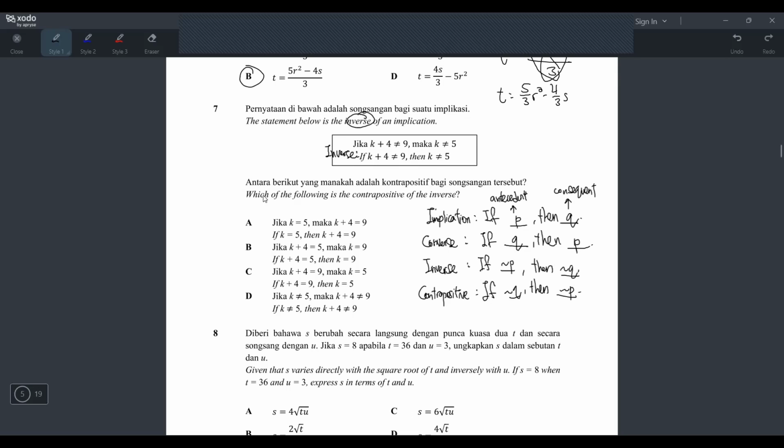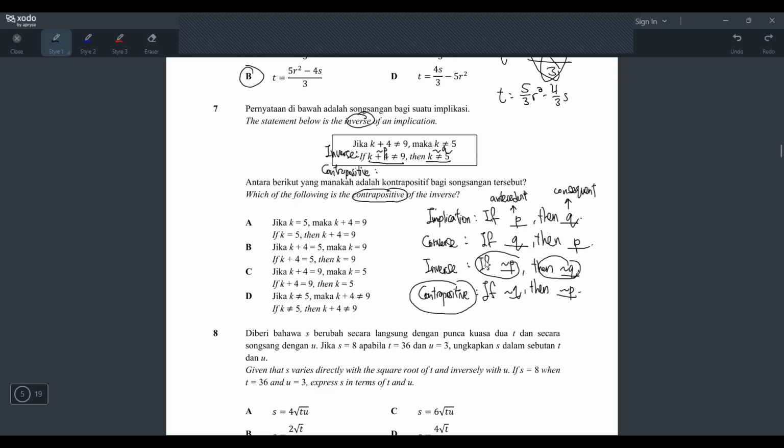So they say this is the inverse, right? And then they ask which of the following is the contrapositive of the inverse. So this is the inverse. So what is this and what is this? If this is the inverse, if you look at the inverse formula is what? If not P then not Q. It means this one is what? This one K plus 4 not equal 9 is negation P. This one is negation Q, right? But in order to find contrapositive, you have to write if not Q first. Then only you write not P. It means your contrapositive will be what? Your contrapositive will be just take this one and terbalik lah.